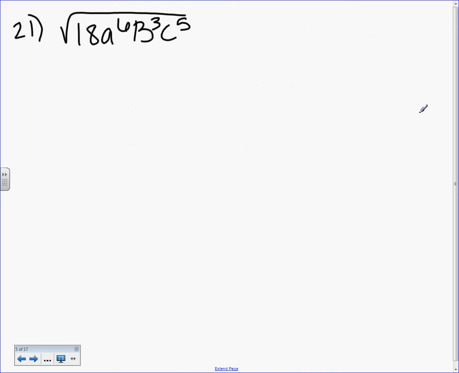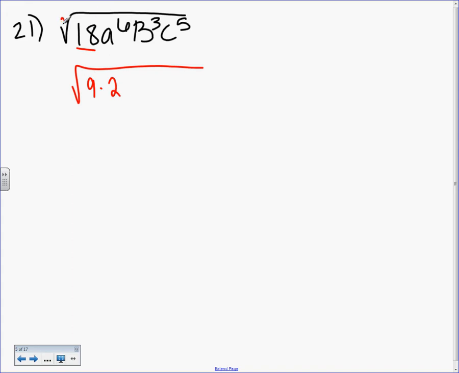Okay, 21. Square root of 18, a to the 6th, b to the 3rd, c to the 5th. So the first thing you're going to do is break down the square root of 18. So you have to say, okay, what's the highest perfect square that goes into the square root of 18 evenly? So we've got a 9 and a 2, right?